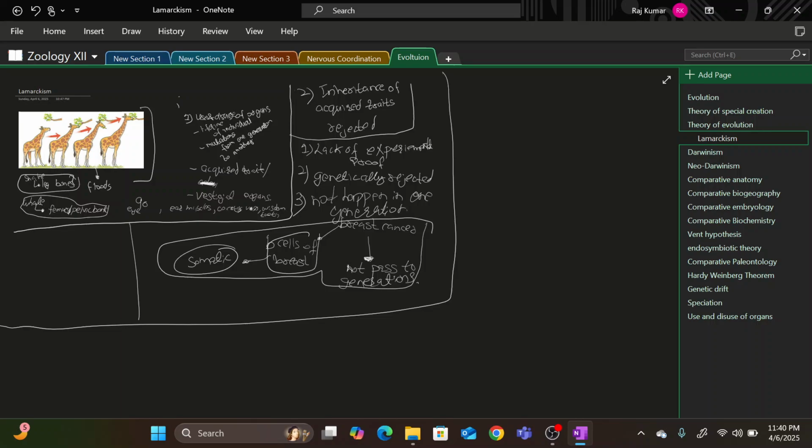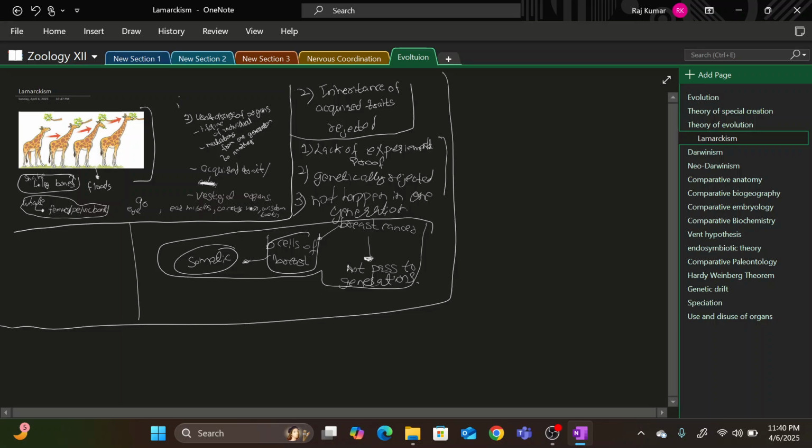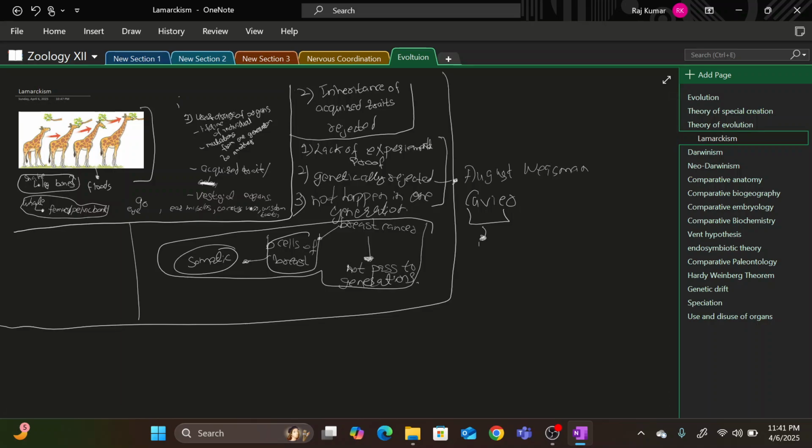Now, these are certain reasons why it was not accepted, and there were some people who also criticized him for the theory, named August Weismann and, secondly, Cuvier. Cuvier was the person who laid out a very famous book named Principles of Geology.